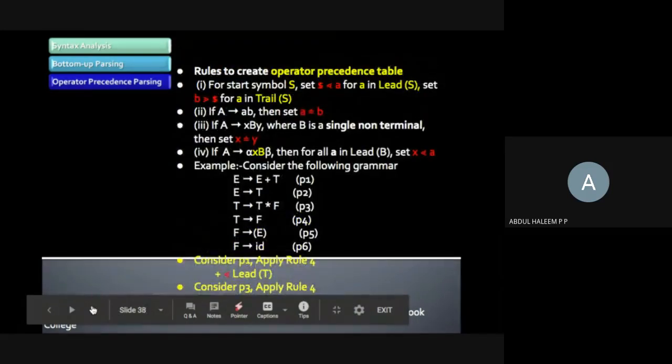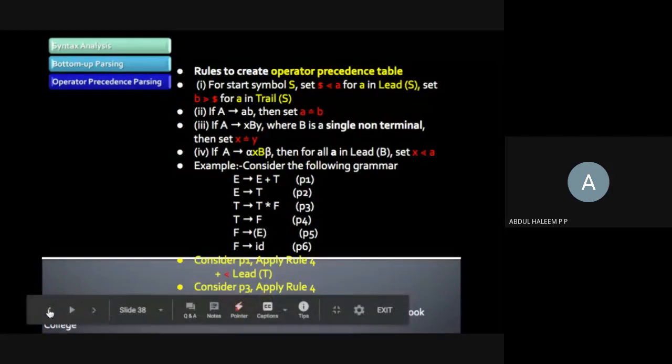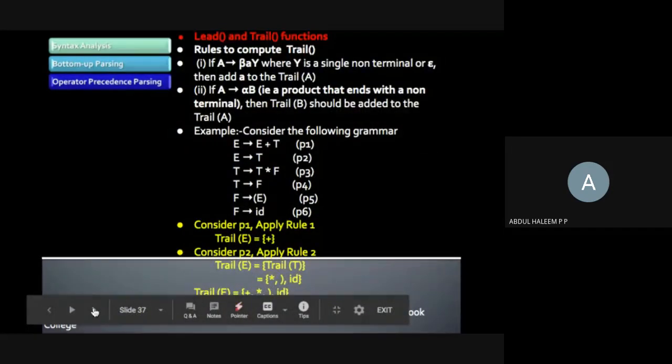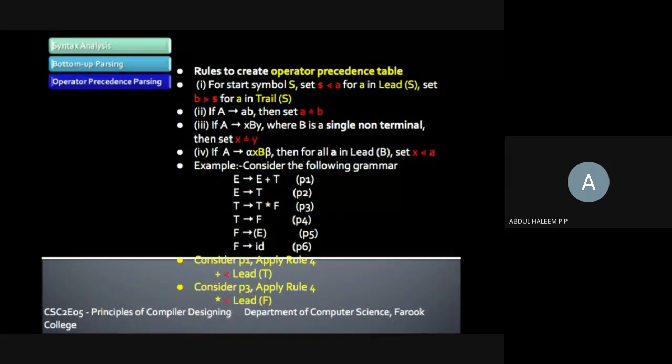Now, how is this to be used to create the operator precedence table? That is the next part: creation of the operator precedence table by applying these lead elements and trail elements. You can note down these rules as and when we discuss them. It's better to do it as and when we discuss.